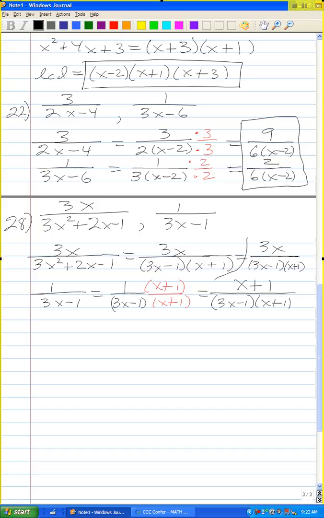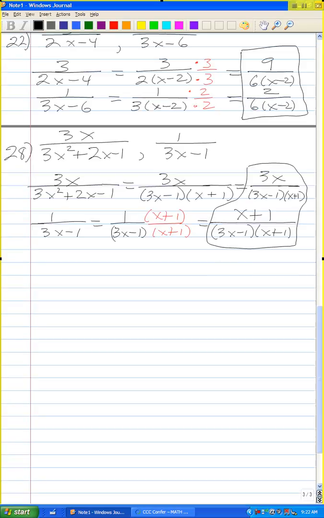And so I've rewritten each of these rational expressions, finding equivalent fractions for each with the same least common denominator. Let me do problem number, let's say 32.